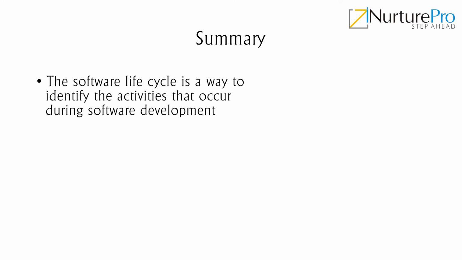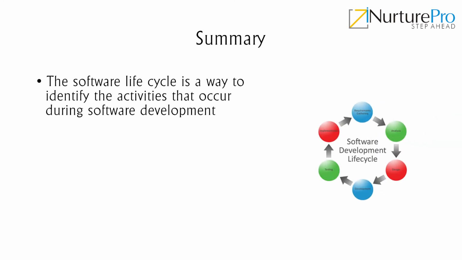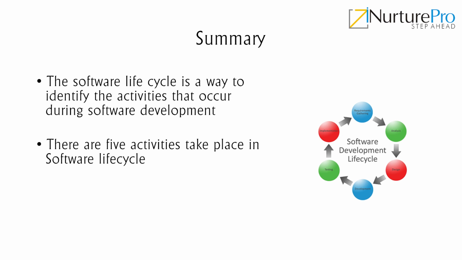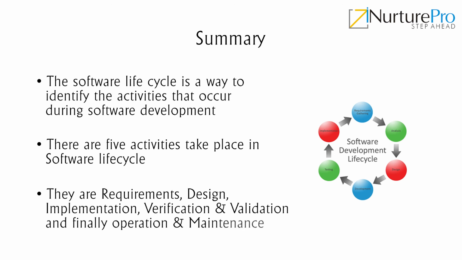Let us have a quick overview of what we have learned in this video. The software life cycle is a way to identify the activities that occur during software development. There are 5 activities that take place in software life cycle. They are requirements, design, implementation, verification and validation, and finally, operation and maintenance. Now, you are familiar with software lifecycle.